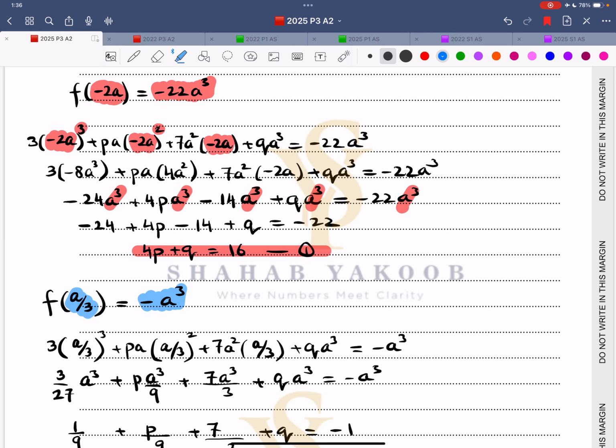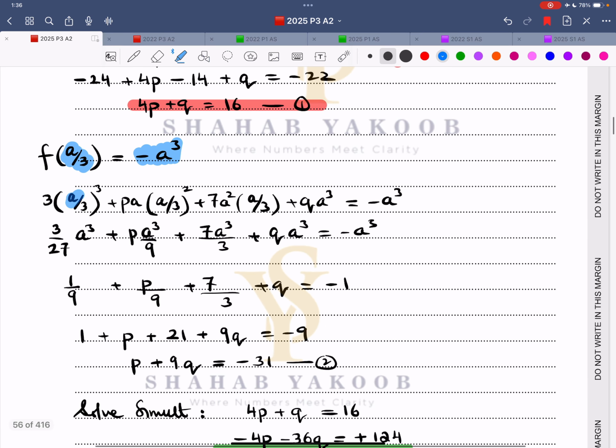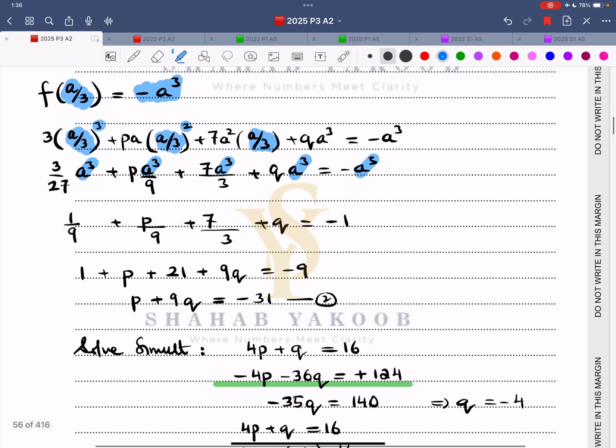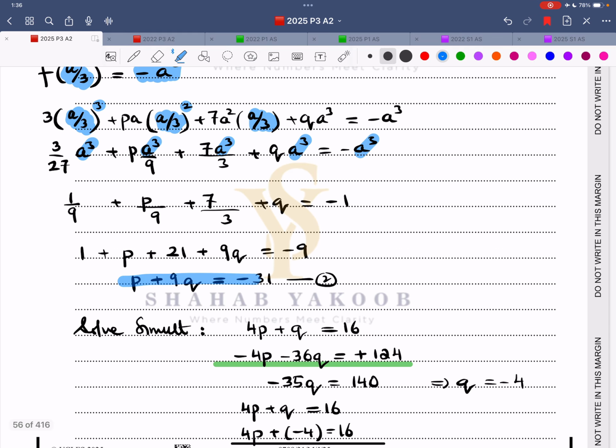Now let's talk about the second equation. Again, we substitute it over here, over here, over here. There is squaring, there is cubing. Again, we have a³ all along. So now when we divide, the a³ is gone. And this is the second equation, the simplified form.